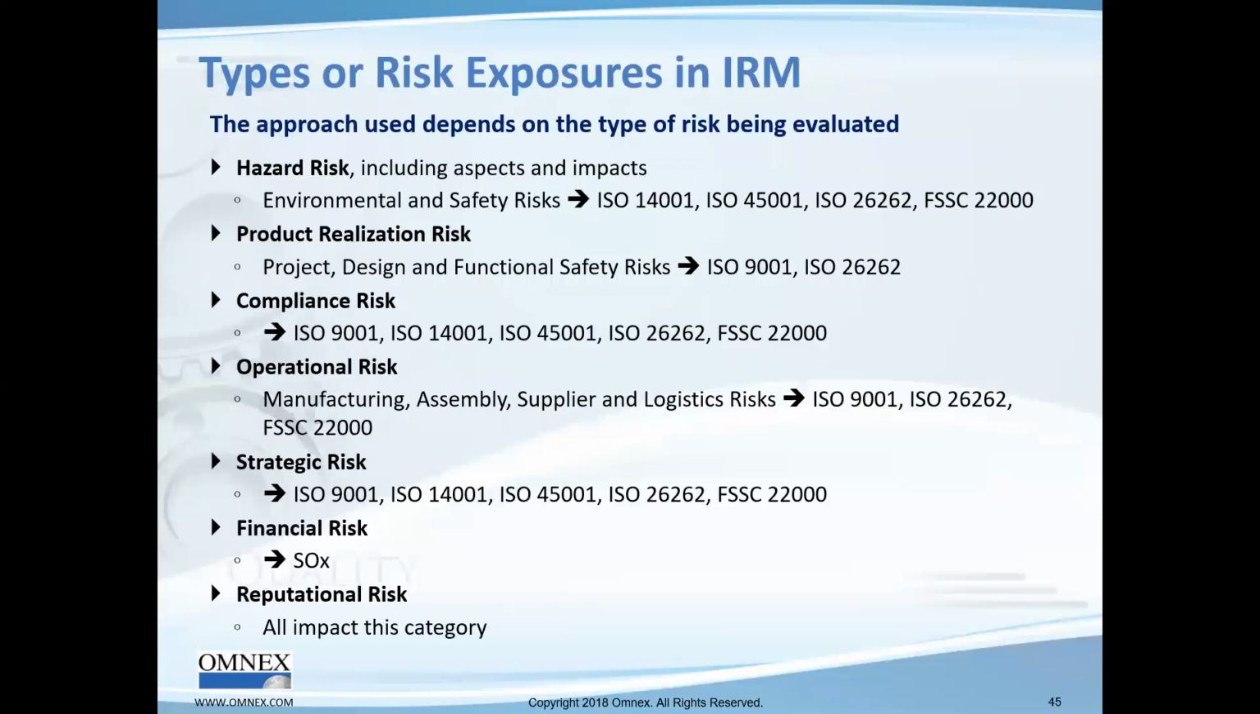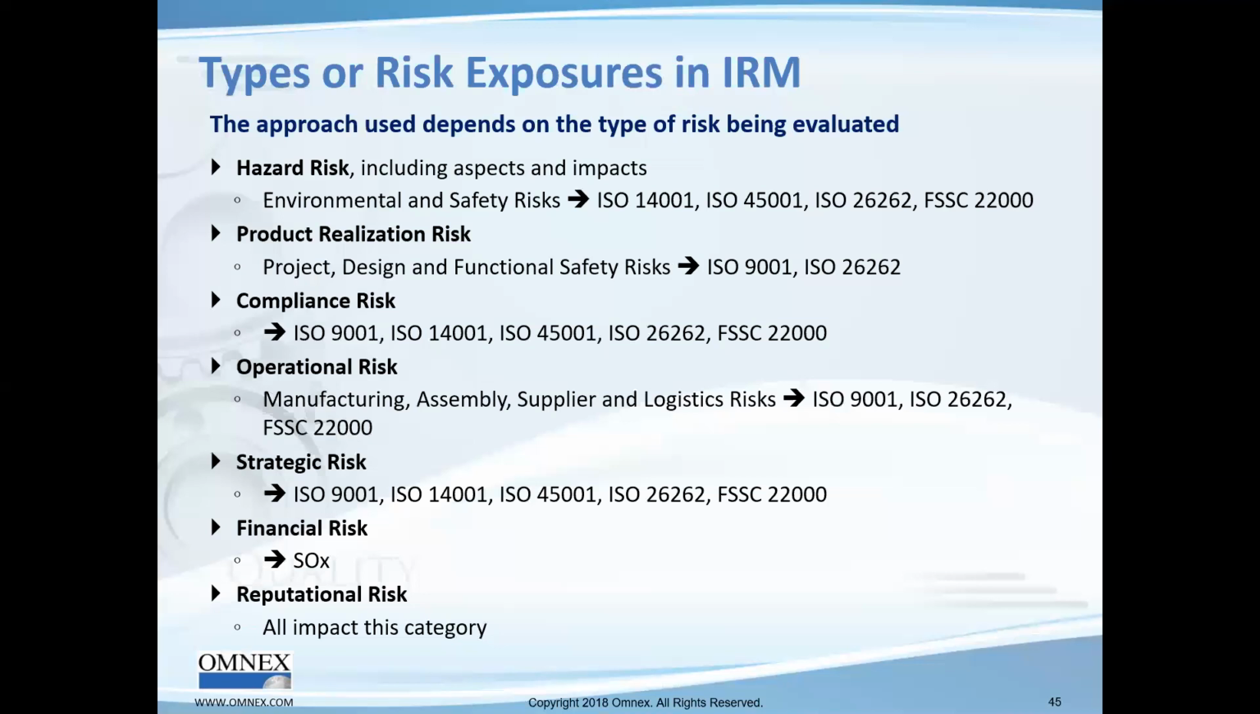Now, when we looked at this before, we looked at the different types of risk exposures. This is the same thing, except now it indicates what are some of the standards. And this is by no means complete, relating to the different types. Hazard risks are environmental and safety risks, but hazards are also discussed in 26262, where hazards are dealing with the driver, occupants, and people around the vehicle. It's discussed in food safety, where it is looked at as being the consumer, not the user. So it goes beyond the 14001 approach.